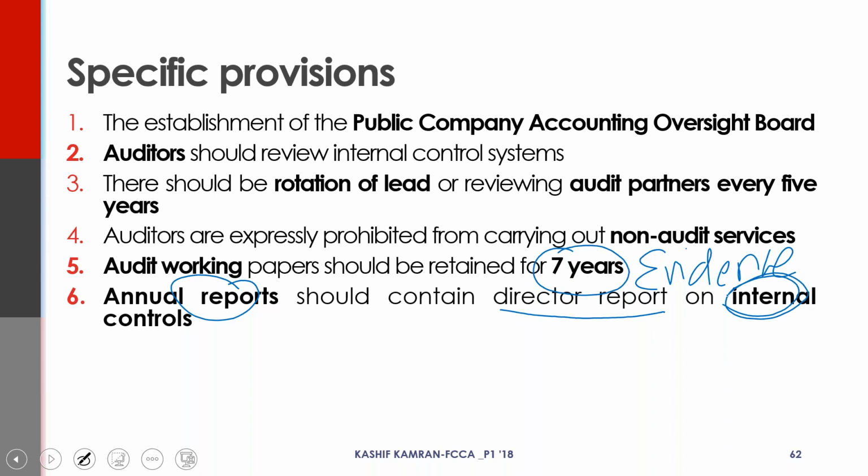We'll study more about the director report on internal control in the internal control section. So point number 6 will get more emphasis as we go into the internal control section of the syllabus. But as per the responsibility, the director has to put a report on internal controls telling the shareholders whether the controls in a company are good or bad.